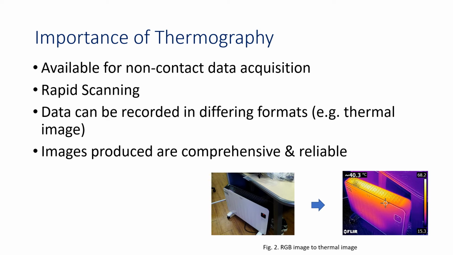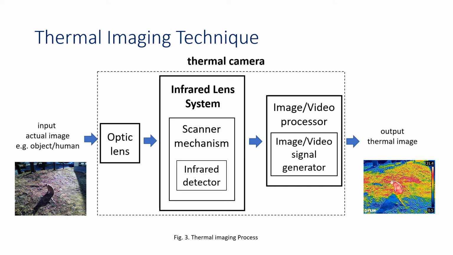In figure number 2, we have the RGB image and the thermal image. This is a heater. If we check, the hottest temperature that the heater can emit is 68.2 degrees. For the thermal imaging technique, our input can be an actual image of an object, human, or even animals. In the figure given, this is a cat actually. We took a sample of a cat using the thermal camera.